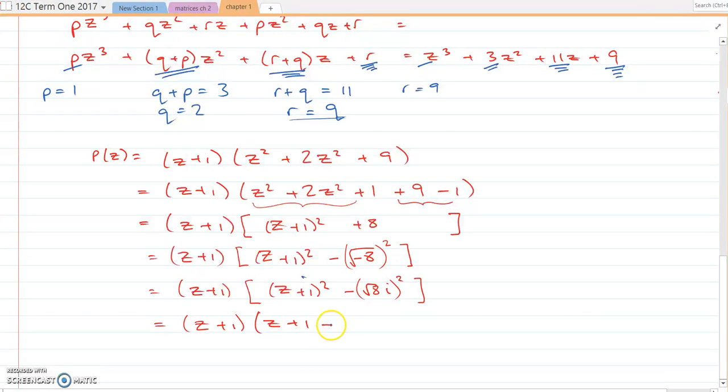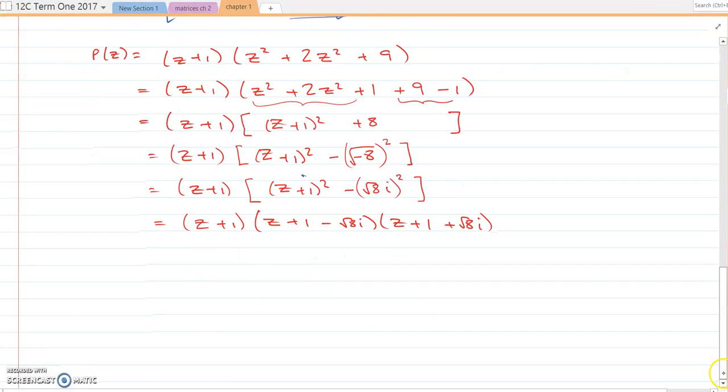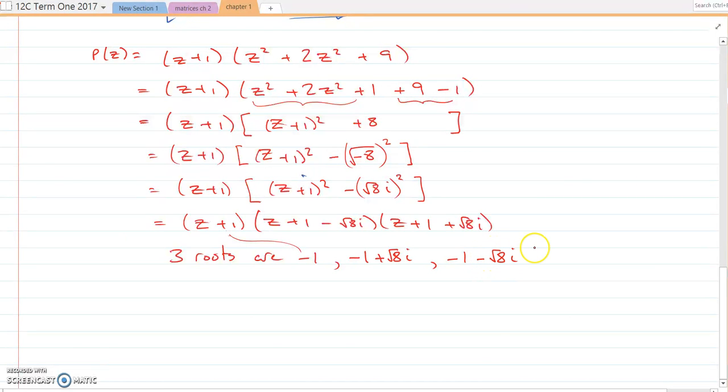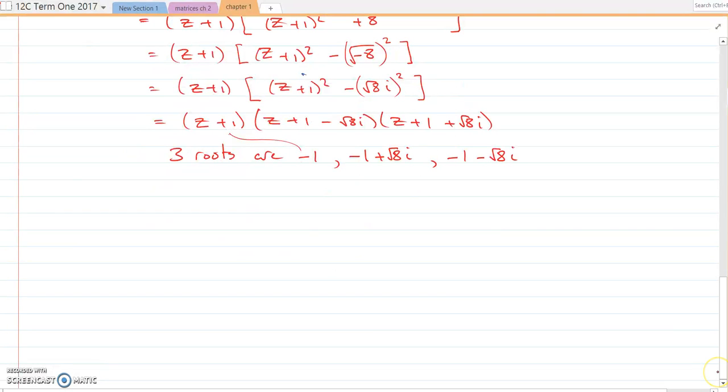Z plus 1 minus the square root of 8i, Z plus 1 plus the square root of 8i. Okay, so I've factorized, those are my 3 factors, and my 3 roots are, remember it's the opposite sign of whatever these are, so this one is a minus 1, this one becomes a minus 1 plus the square root of 8i. And the last one, the negative of this, is negative 1 minus the square root of 8i. Okay, next example.